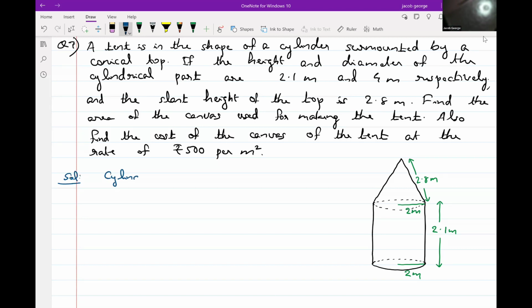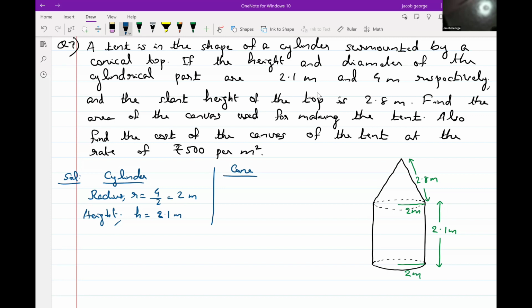Cylinder. Radius r is equal to 4 by 2, half of 4, that is 2 meters. Height h is equal to, what is the height of the cylinder? 2.1. Yes. Very good. Those who finished can send the answer in the chat box. Yes. So now we can write the cone.